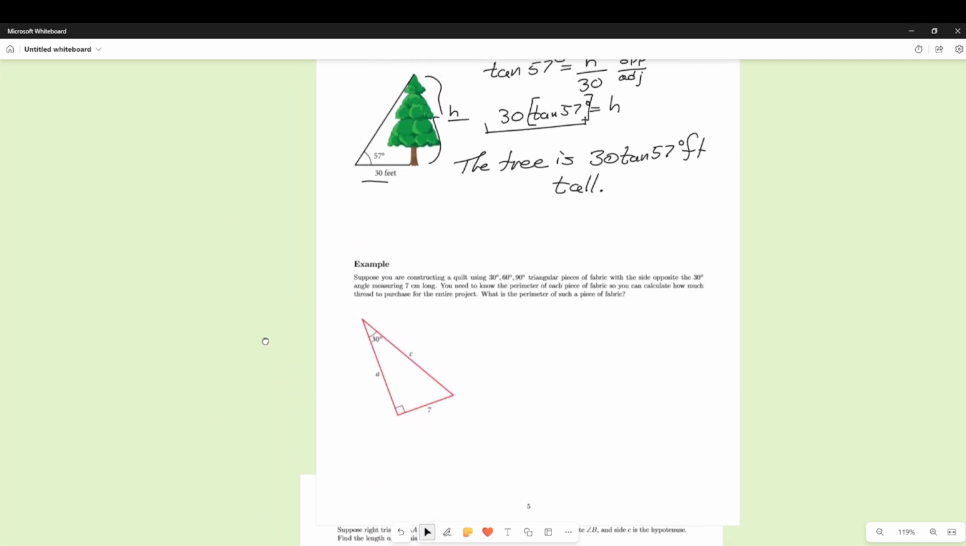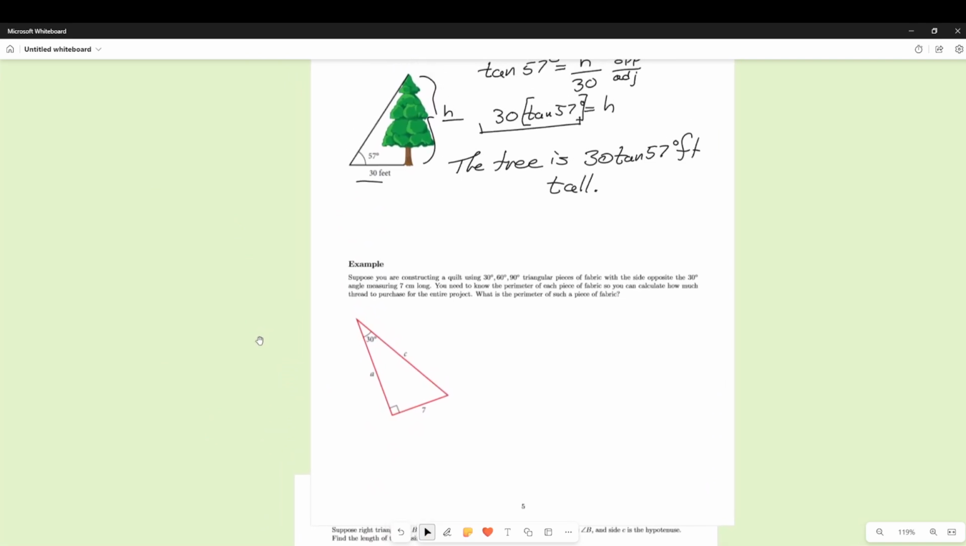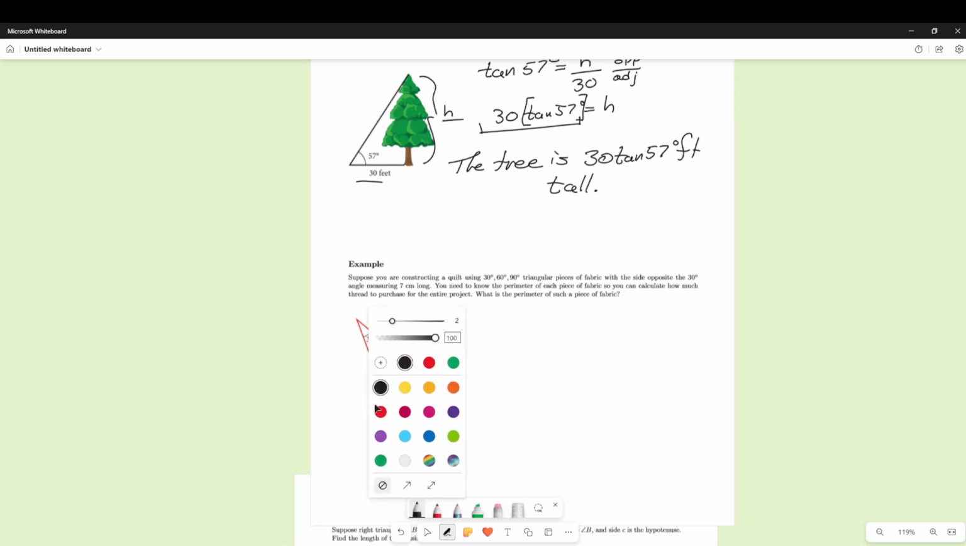Suppose you're constructing a quilt using 30, 60, 90 triangles. Good triangles to use for a quilt. The side opposite the 30 is 7 centimeters, so that's our 7 centimeters down there. And we want to know the perimeter, so we want to find the other pieces.